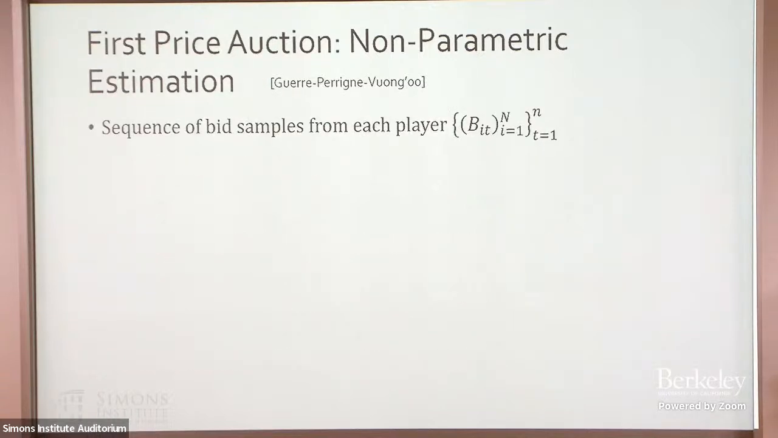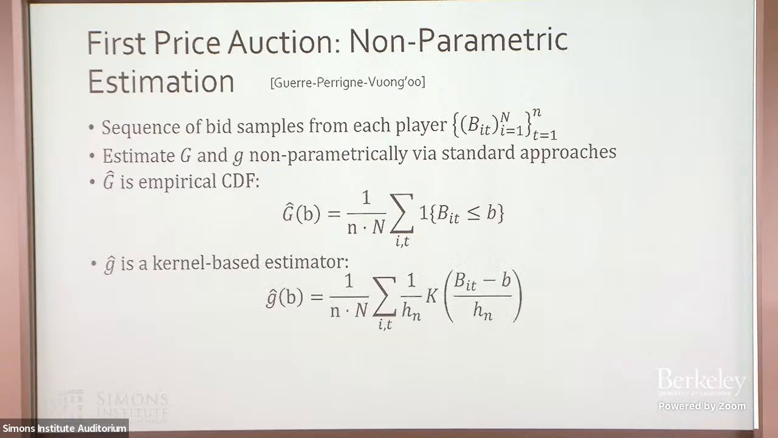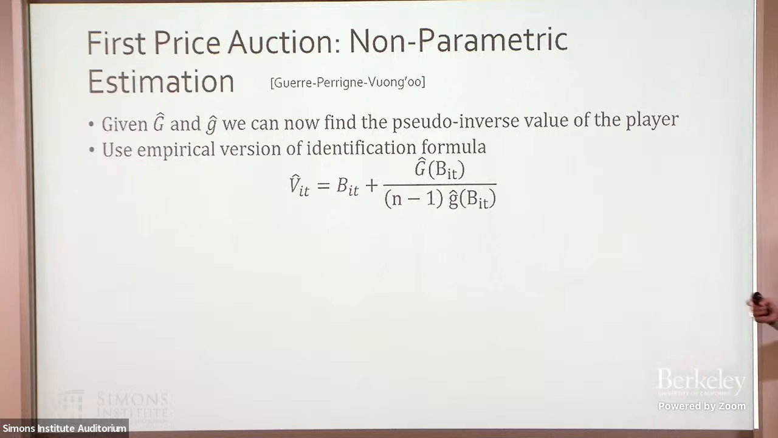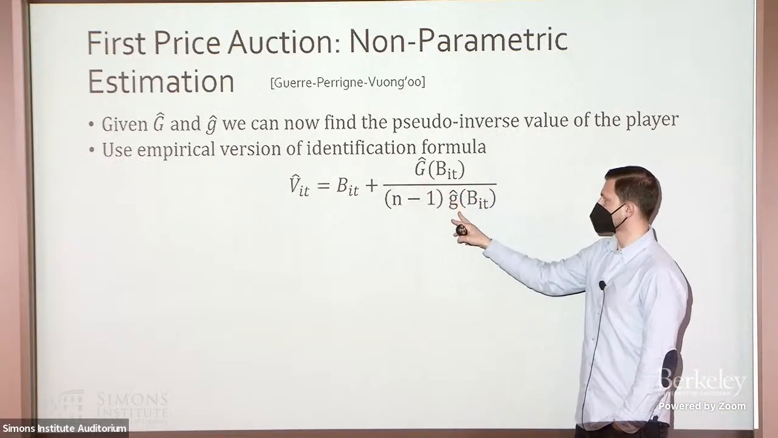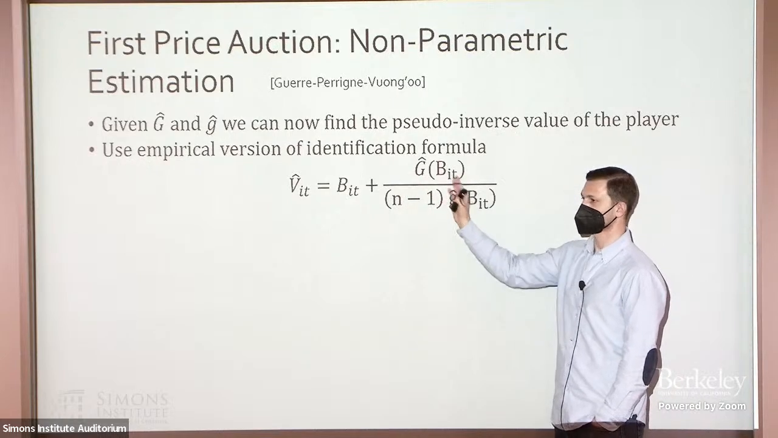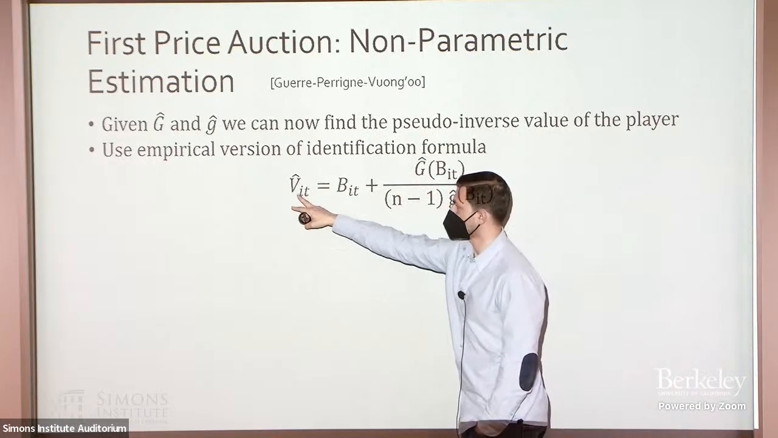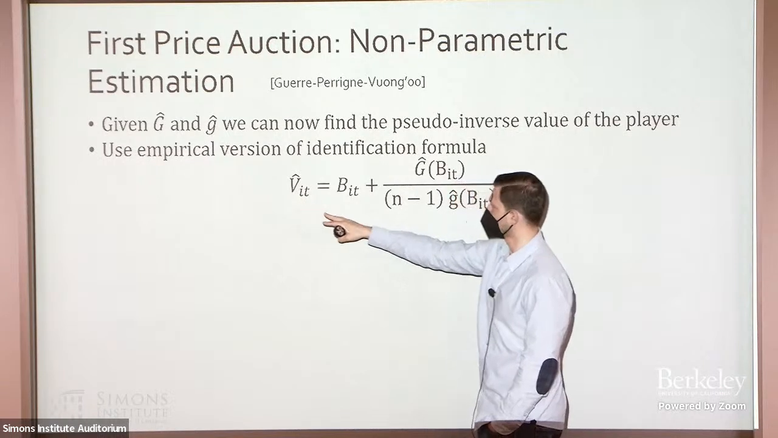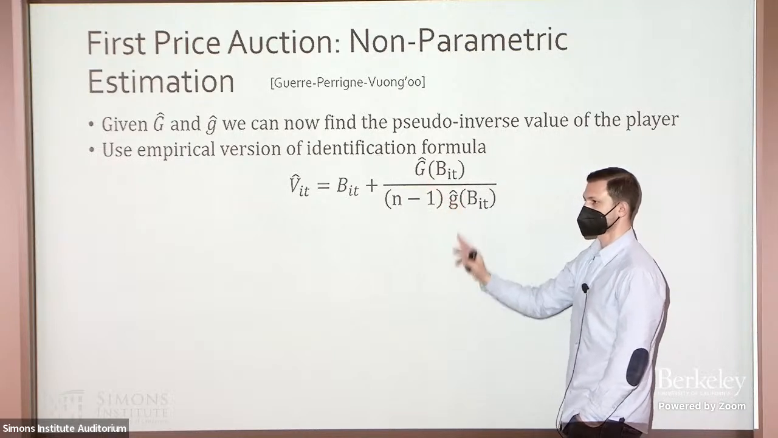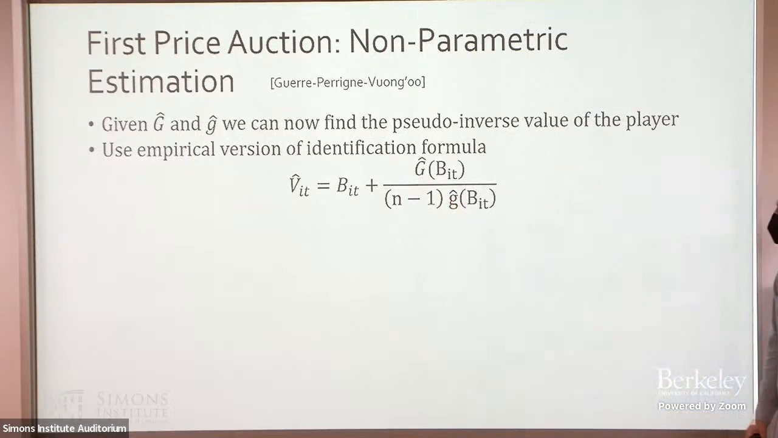But the assumption has to be that it is a symmetric and monotone equilibrium for all of these calculations to be correct. So then, given these estimates, capital G hat and small g hat, I can plug them into that formula and get an approximate estimate of the value of a player. It's approximate because this is not really the correct distribution of bids at equilibrium. It's only an empirical analog of them.